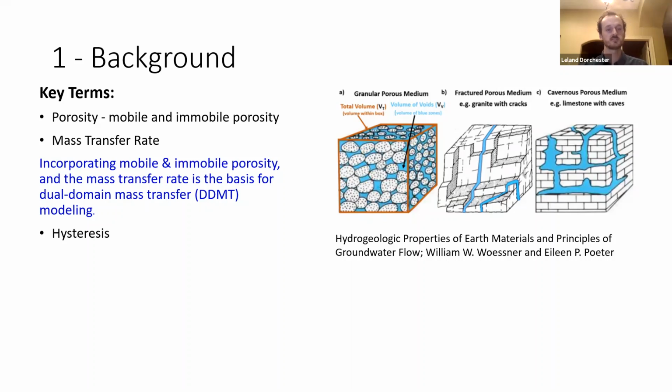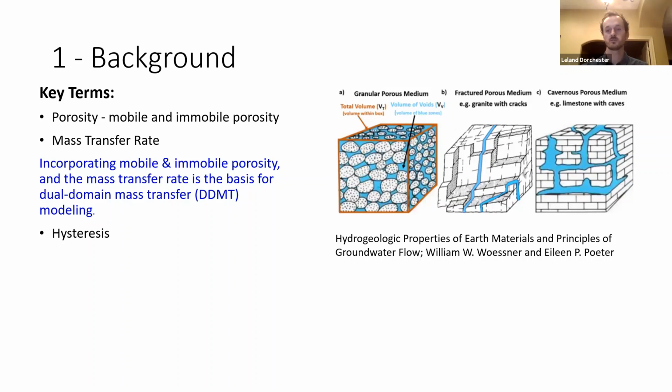So then we have this term mass transfer rate, which essentially serves as a link between the immobile and the mobile porosity. It just describes the rate at which solutes or mass moves from the immobile porosity to the mobile porosity. And it's actually the incorporation of these three terms that serves as the basis for what is known as dual domain mass transfer modeling. Dual domain mass transfer modeling is a technique that my research builds on and is just a proposed alternative to more traditional methods such as the advection dispersion equation.